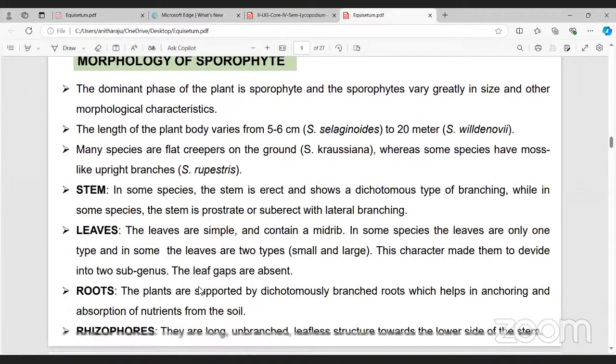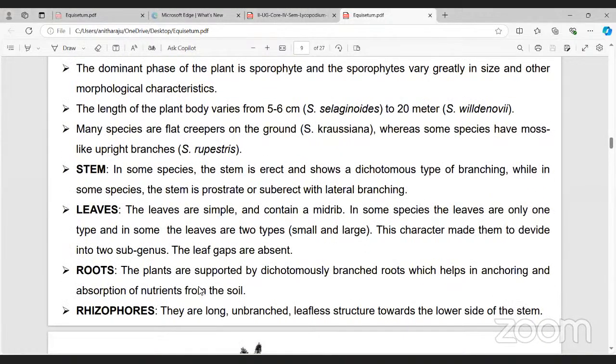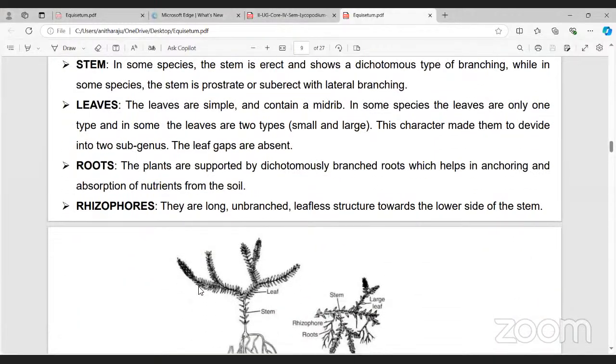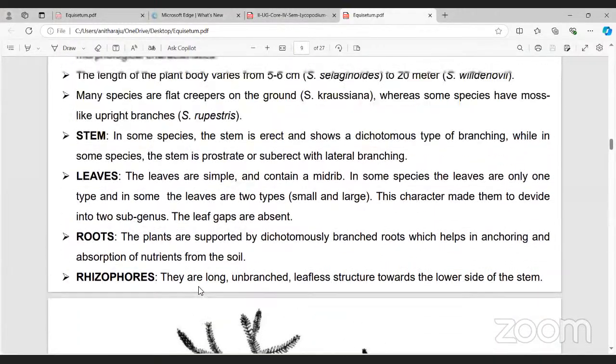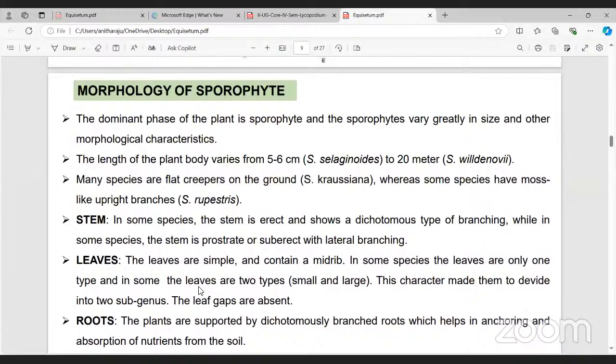So all this is already completed. Stem completed, leaves completed, root, rhizophore. These are all completed. If you want, take a picture. This is the sporophyte.